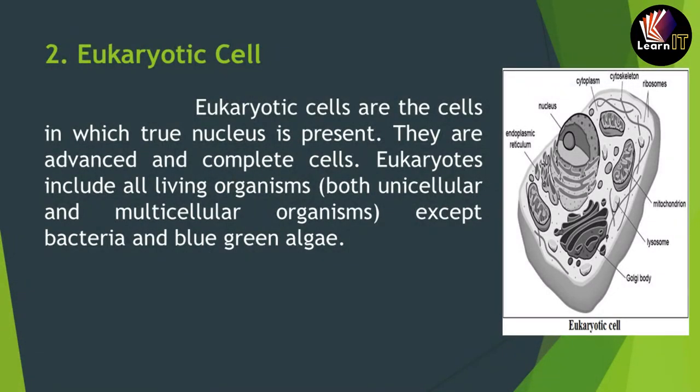As we understood what prokaryotic cells are, let us move to the eukaryotic cells. Eukaryotic cells are the cells which contain a nucleus, the true nucleus present inside them. I have already shown you on the first page where it is circled in red color. A dark portion which is circled in red color, that was called the nucleus. If a cell has such a nucleus, it is known as a eukaryotic cell. They are advanced and complete. They are new and advanced. And eukaryotes include all living organisms. Both unicellular, made up of a single cell, can come under eukaryotic cells, as well as multicellular organisms. But there is an exception. Bacteria and blue-green algae cannot be eukaryotic cells.